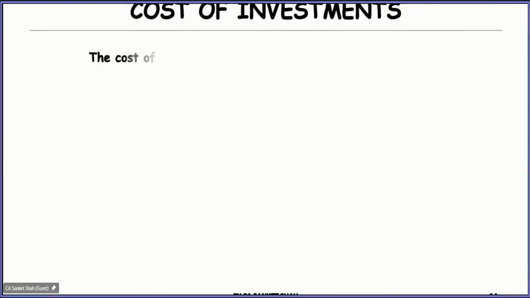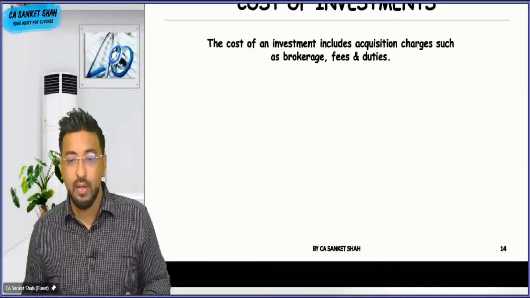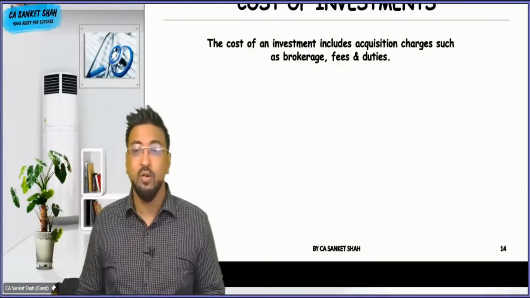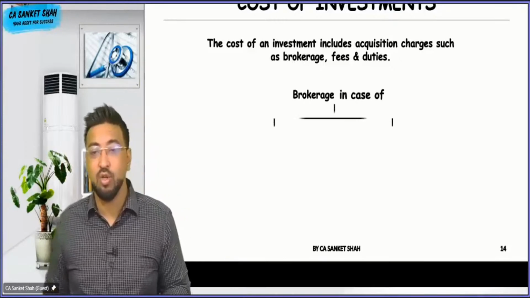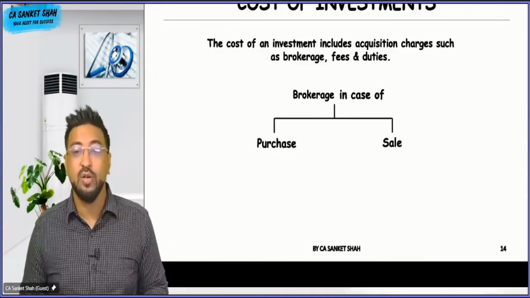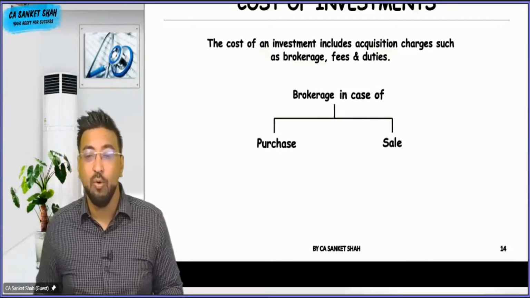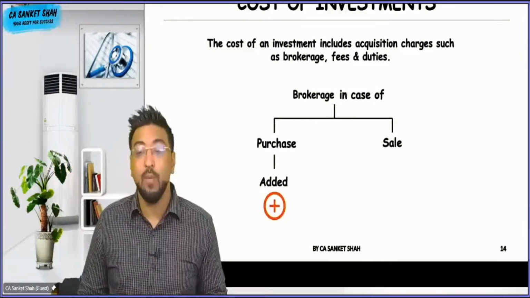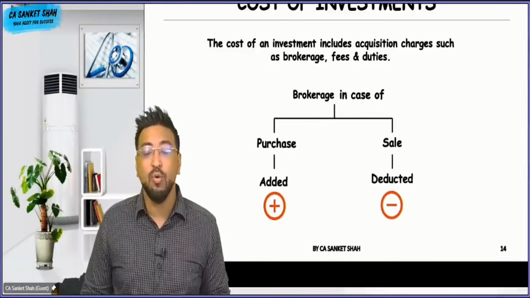Cost of investment. Whenever brokerage is there, it includes acquisition charges. So brokerage in case of additions, that is purchases and sales. So tell me, brokerage you will add it or deduct it? Simple. Brokerage you will add it in case of purchases. In purchases brokerage will be added and in sale brokerage will be deducted.